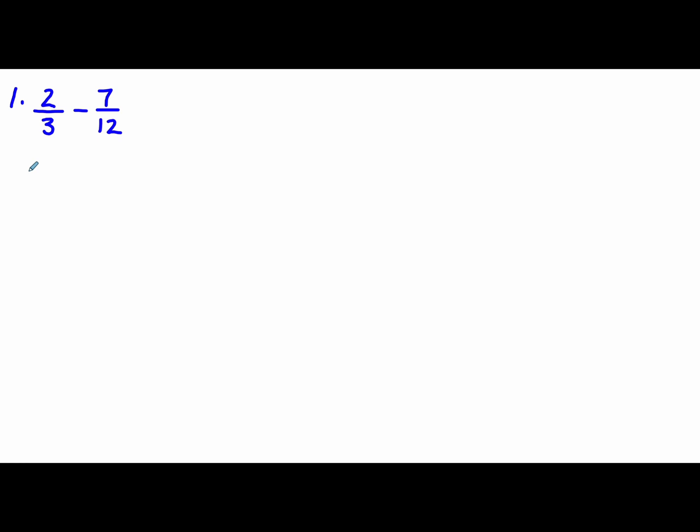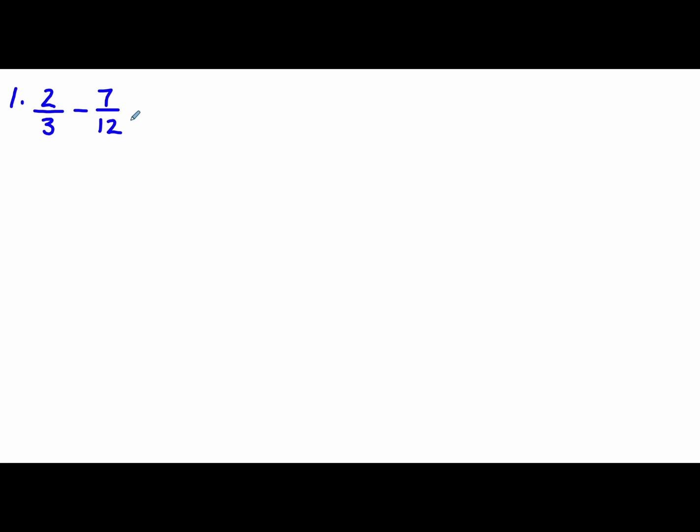The first thing we need to do before subtracting fractions is look at the denominators, and ask ourselves a question. Are the denominators the same? If the denominators are the same, then all you need to do is subtract your numerators. In this case, however, our denominators are different. We have 2/3 subtract 7/12. So we need to find the lowest common denominator.